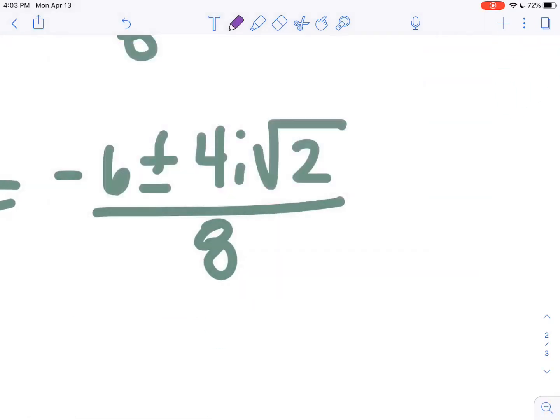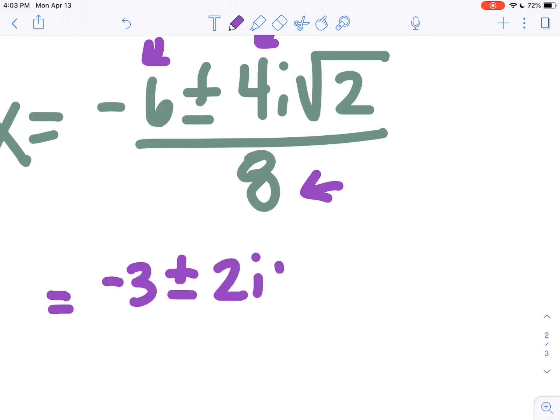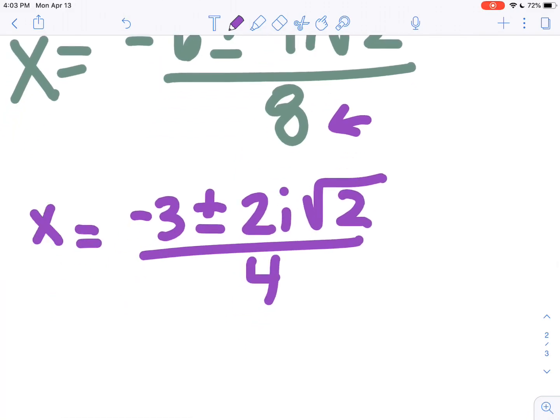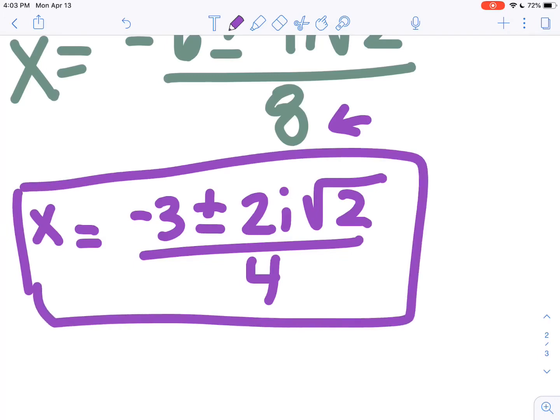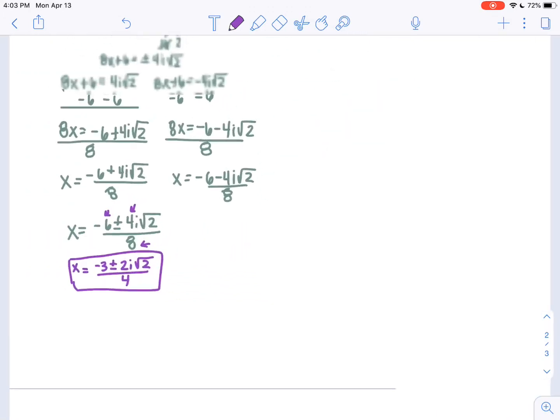So notice that all of these have 2 in common, so you could simplify these by dividing everything by 2. So my final answer is actually negative 3 plus minus 2i root 2 over 4. Okay, I recommend keeping it as a plus minus so it's a little bit less work. And then also keep your eye out for fully simplifying your answer.